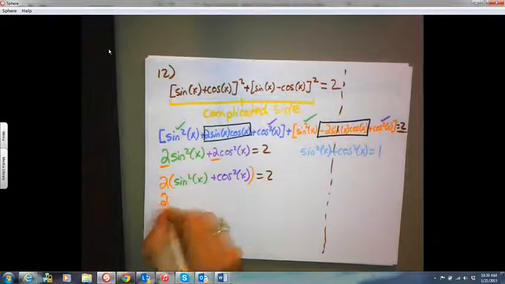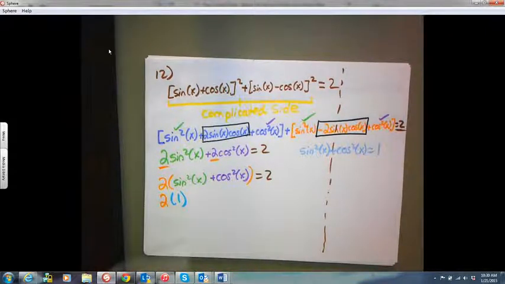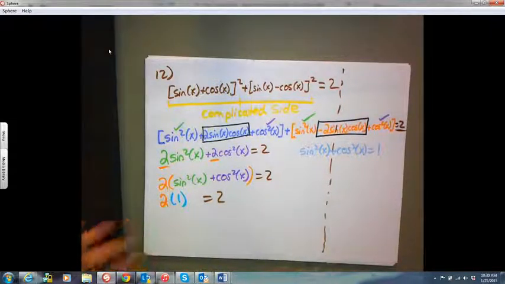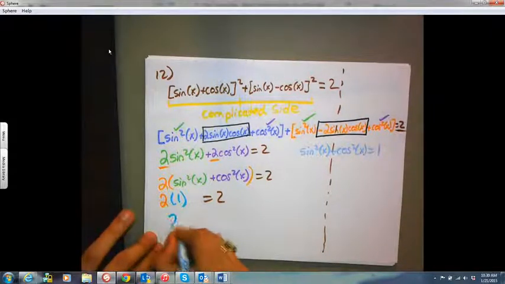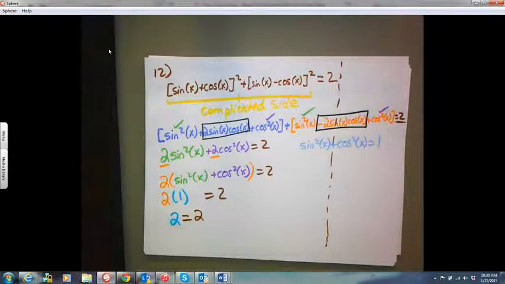So you'll have 2 times 1 equals 2. Don't leave it as this, even as baby math as this is, carry it out. 2 times 1 is 2. That equals 2. Put the check. Call it a day. You don't have to. I just like a little flair. I think it looks nice to have a check mark.